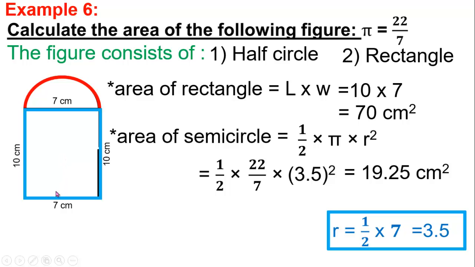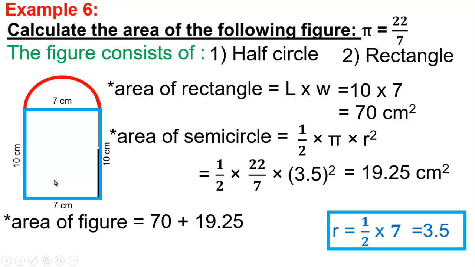Now I have calculated the area of the semicircle, and I already calculated the area of the rectangle. To have the area of the whole shape, I must add them together. So the area of the figure is equal to 70 plus 19.25, which is equal to 89.25 centimeters squared. Let's go and see example number 7 now.